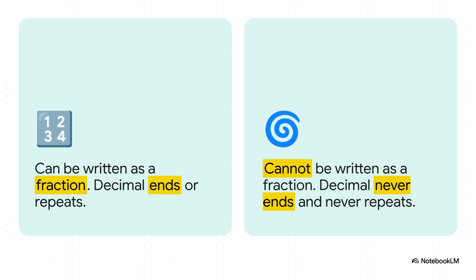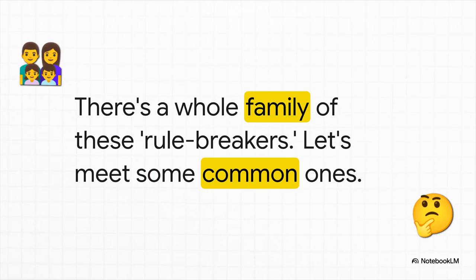Okay, this slide right here, it lays out the difference perfectly. On one side, you've got the rational numbers. They're predictable, you can write them as fractions, and their decimals either stop or repeat. But on the other side, you've got the irrationals. Can't be fractions, and their decimals go on forever without ever repeating. They are totally wild. So it turns out our mystery number isn't some lone wolf, right? It actually belongs to a whole family of these so-called rule breakers. So let's go ahead and meet some of the most famous members of the irrational family.